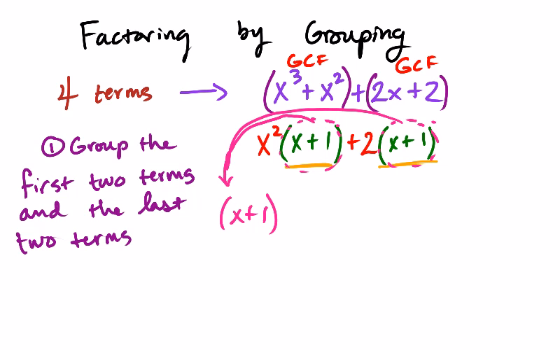And then these guys will go away, and it'll leave us with what's in red there, x squared plus 2. And that's how you factor by grouping. Let's try one where you may have to go and factor a little bit more after it.